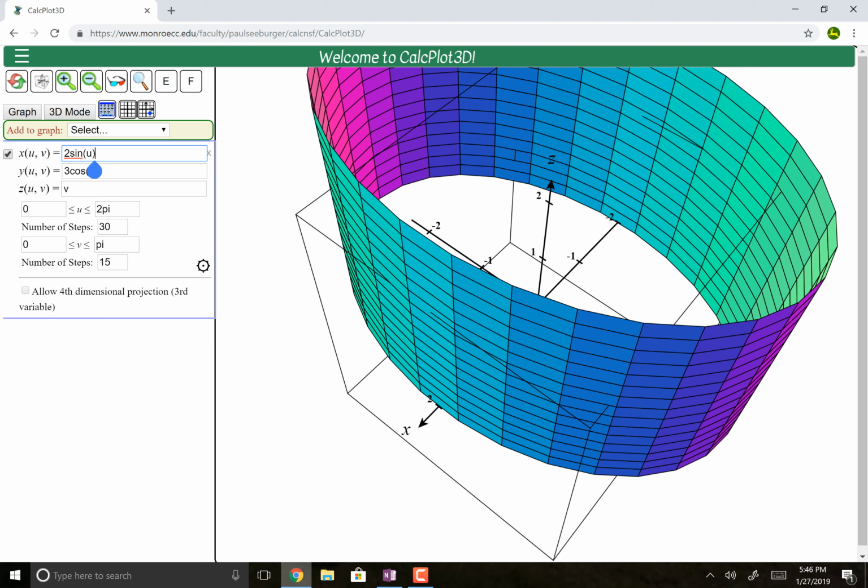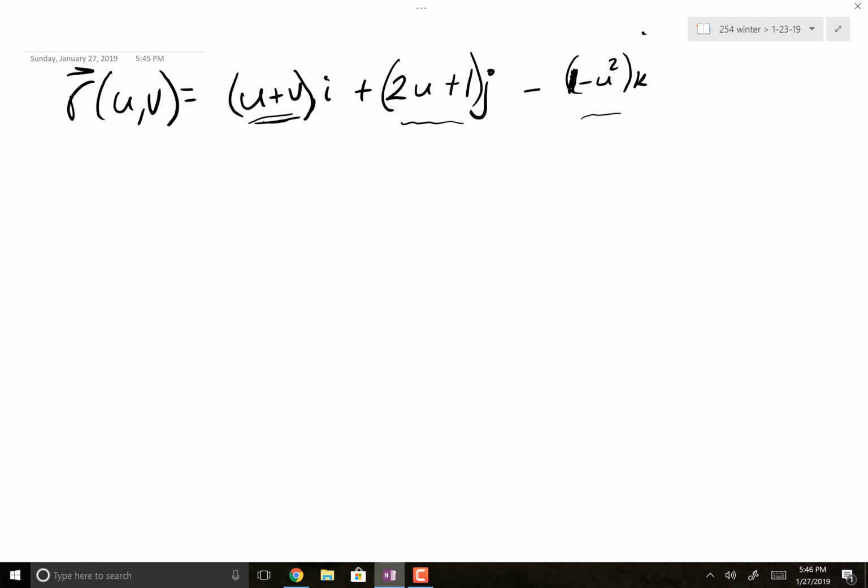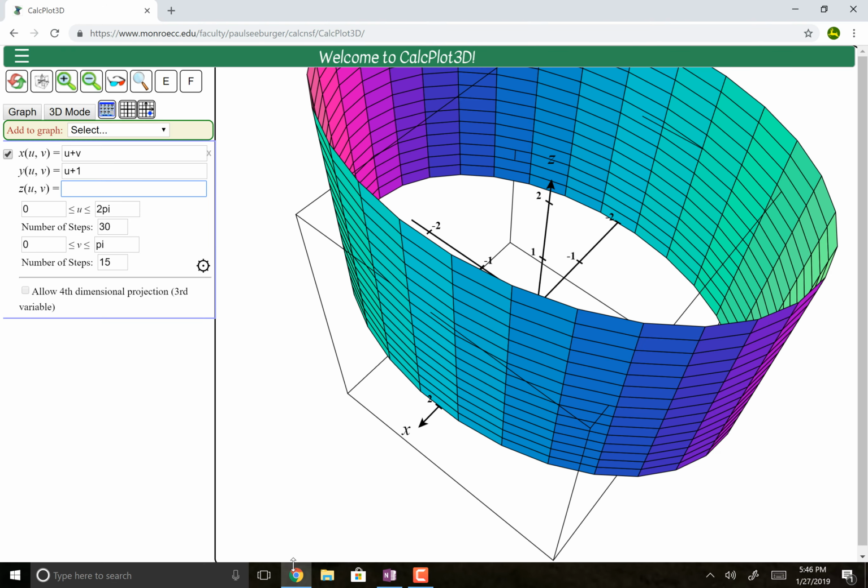Now, same thing goes here as we just did a minute ago. And it is, I changed my mind. Delete. It's U plus V. By the way, this computer program only accepts U and V's, as you can see. Oh, it's 2U plus 1 and 1 minus U squared.